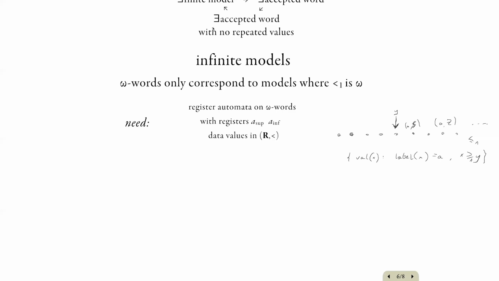So we only need a special feature which allows to access the supremum and the infimum of the values to the right. These numbers have to take values in a domain which is closed under taking suprema and infima. So for example, the reals with their order.